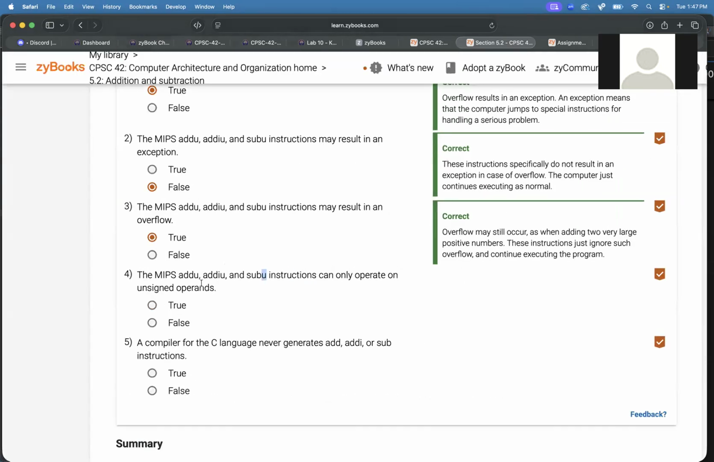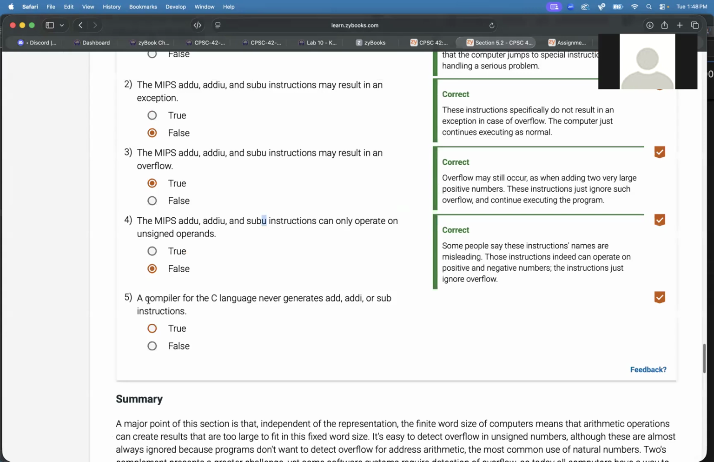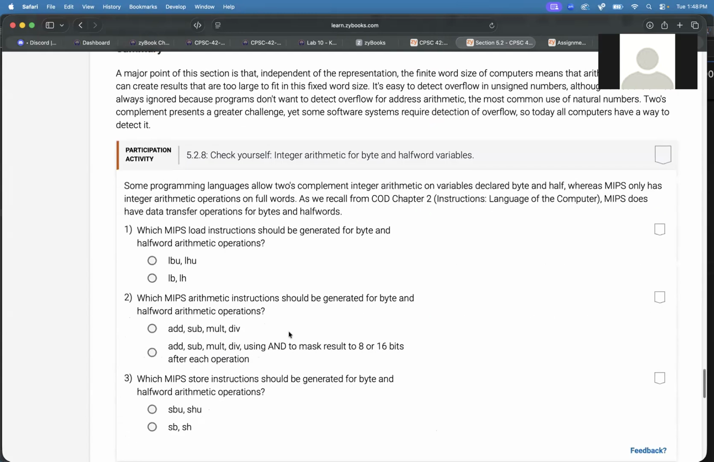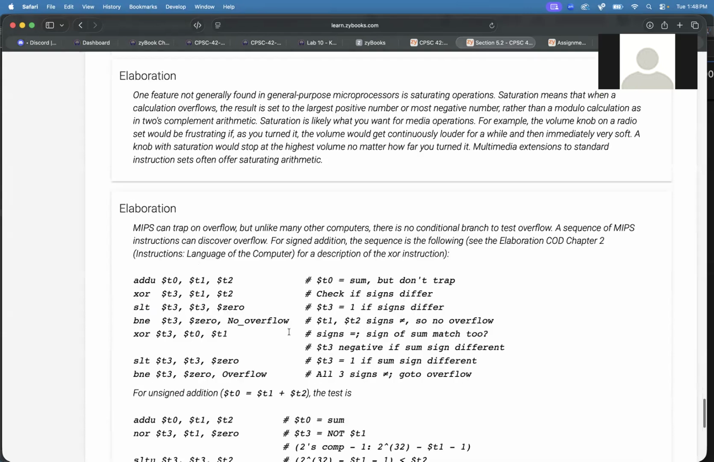So that's weird, but that's the point they're trying to make there, that the instructions are badly named. That's false. A compiler for the C language never generates these. I believe that's true. Okay. So again, you can kind of read these last things.